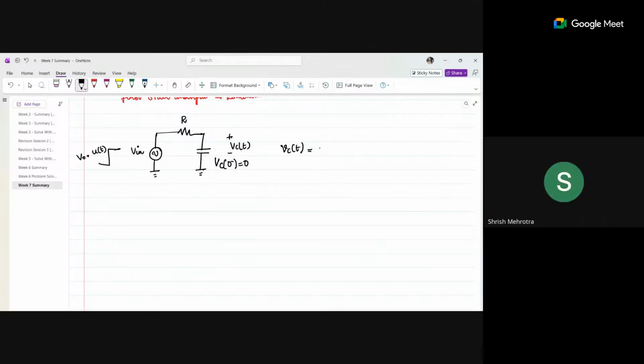Ma'am, it is V naught into 1 minus e to the power minus t by RC. Yes. Its unit is volt since it is a voltage.